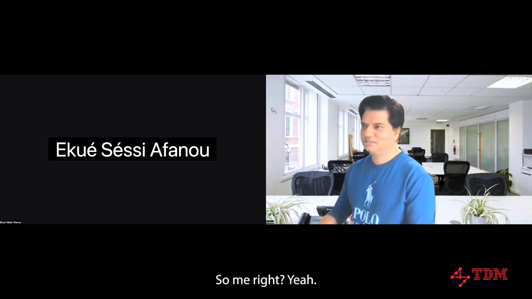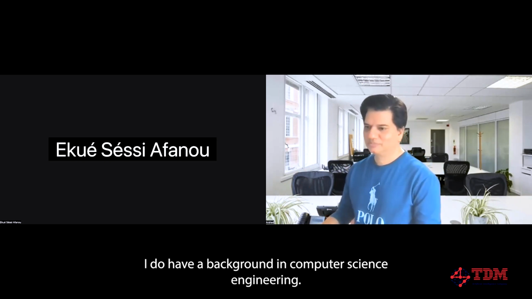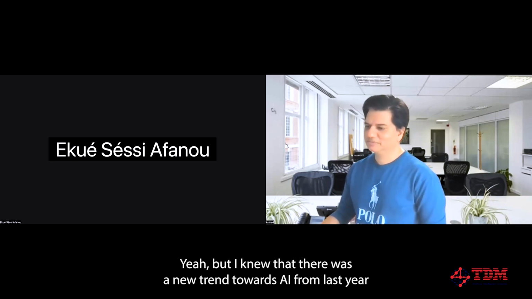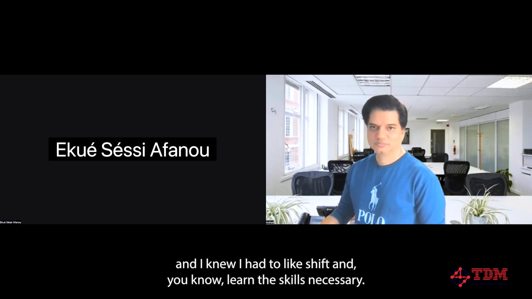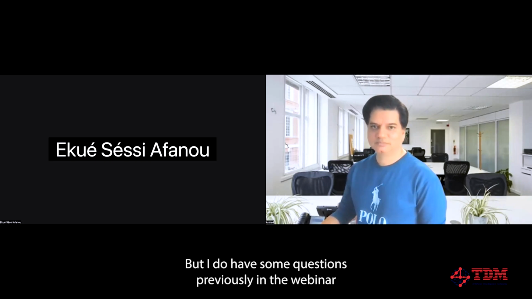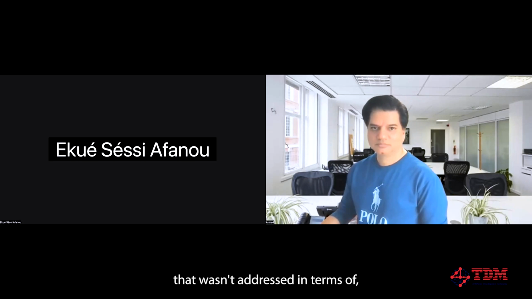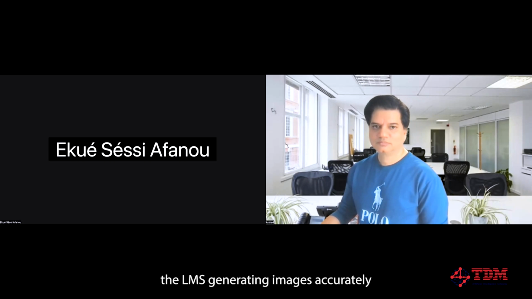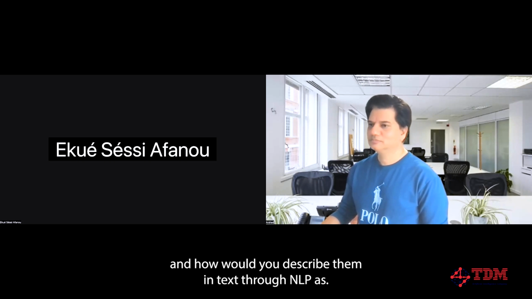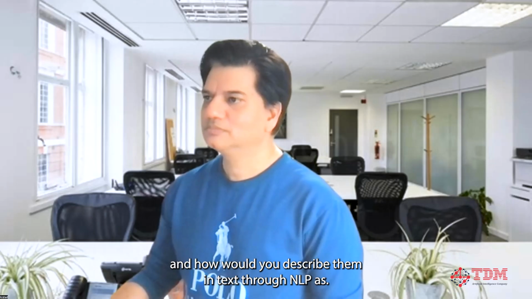Yeah, I do have a background in computer science and engineering. But I knew that there was a new trend towards AI from last year, and I knew I had to shift and learn the skills necessary. But I do have some questions from the webinar that weren't addressed, in terms of LLMs generating images accurately, and how you would describe them in text through NLP?